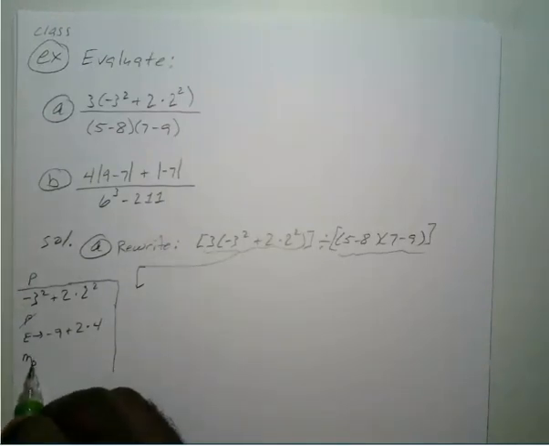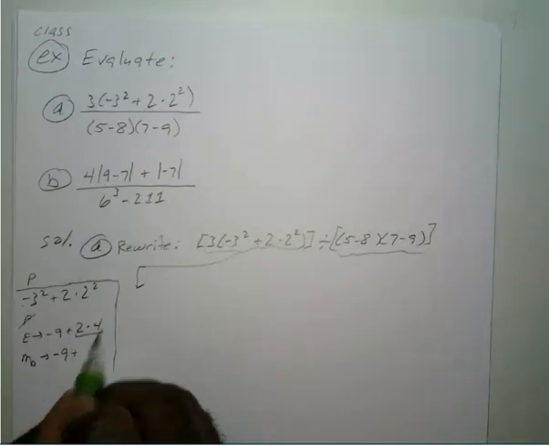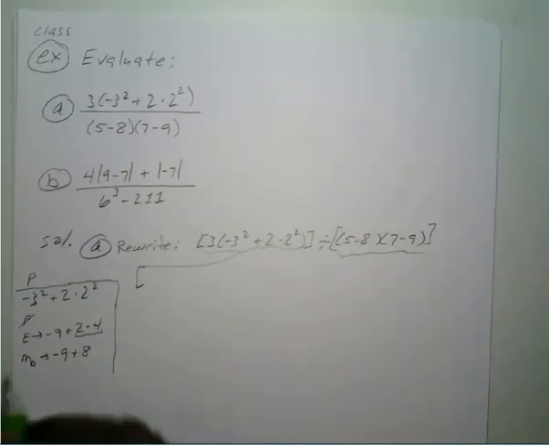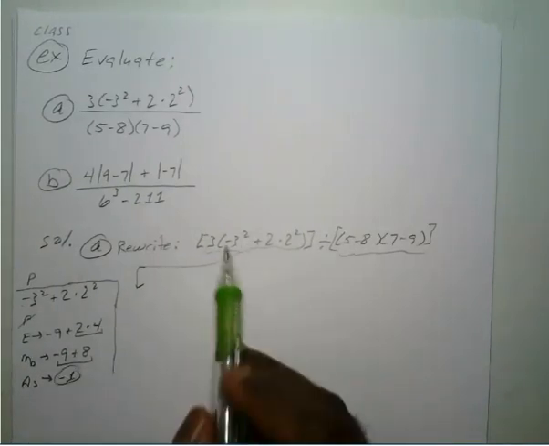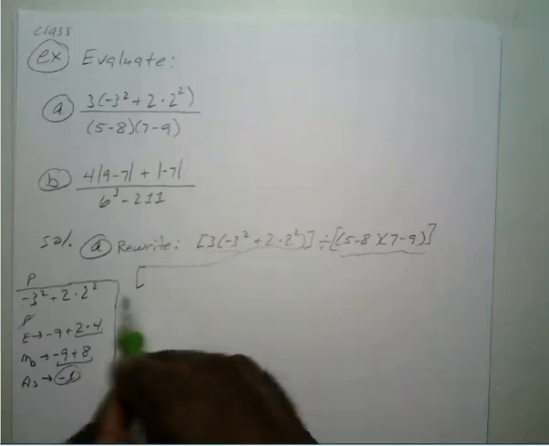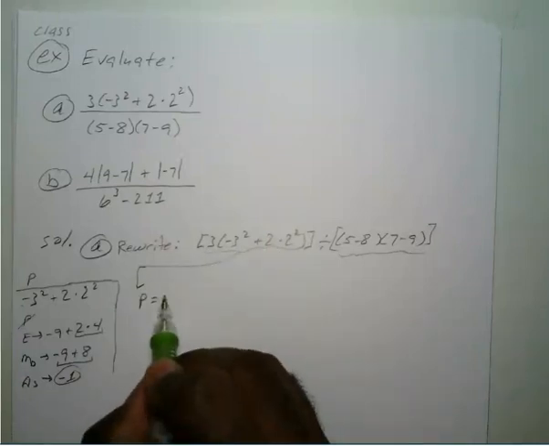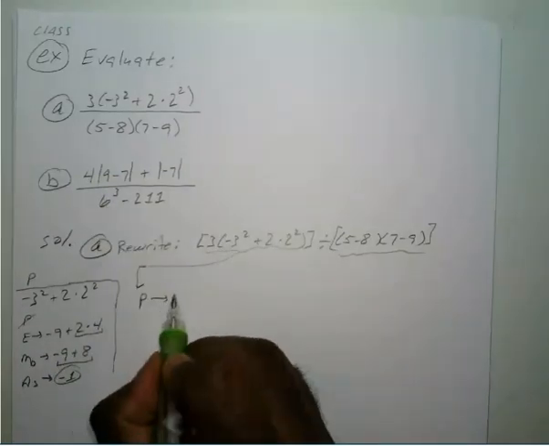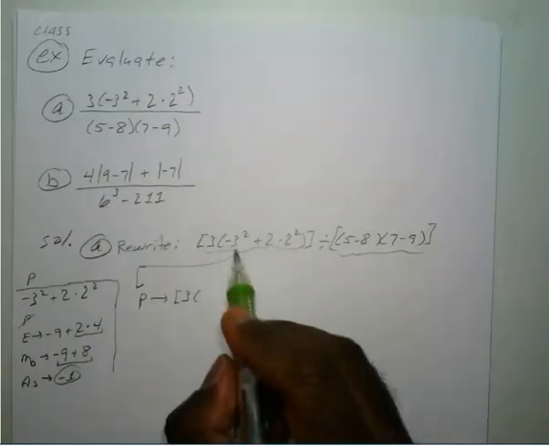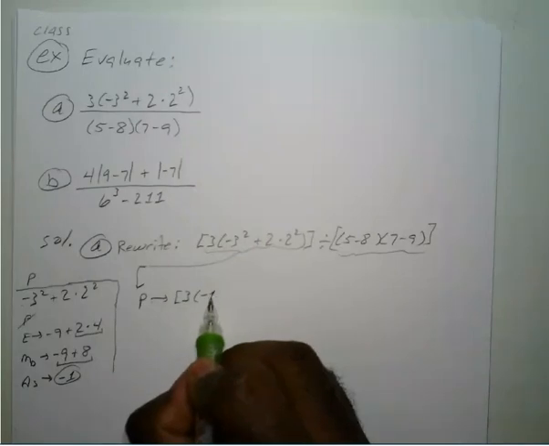Okay, so now we do our multiplication and division from left to right. So we have negative 9 plus 2 times 4, which is 8. Then we do our adding and subtracting. Negative 9 plus 8 is negative 1. I'm jumping ahead. So we have negative 1. Okay, so everything inside the parentheses became negative 1.